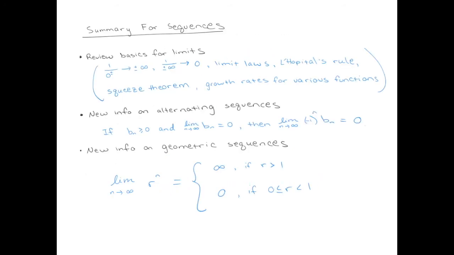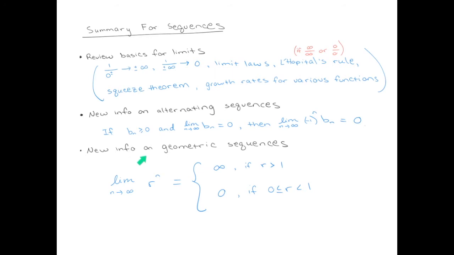We covered a lot of information about sequences. Remember your basics. 1 over 0 is infinity. 1 over infinity is 0. Limit laws: you can always break things down into pieces or pull constants out in front. You can apply L'Hopital's rule in the cases of infinity over infinity or 0 over 0. We also introduced new information on alternating sequences, and we got a rule for that. As long as the positive part goes to 0, then the alternating version would go to 0 as well. That was by the squeeze theorem.